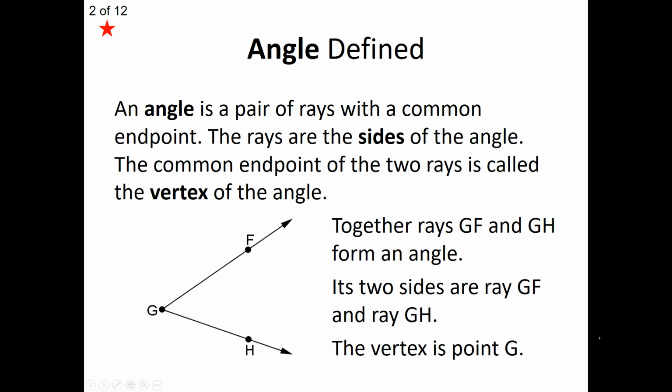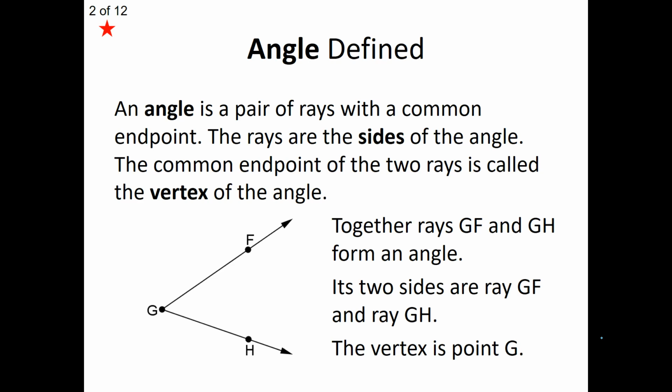Now, these rays that are used to form an angle, we're going to call the sides of an angle. This common endpoint that the two rays share, we also want to give a name to. We're going to call that common endpoint the vertex of an angle. So instead of just breaking the angle down into rays and a common endpoint, we're going to use specific jargon. If I ask what the sides of an angle are, I'm really asking what the rays are. And whenever I ask what the vertex of an angle is, I'm really asking what the common endpoint is.